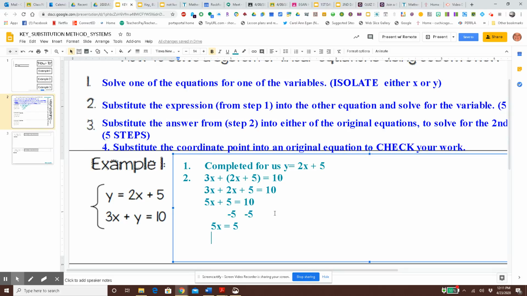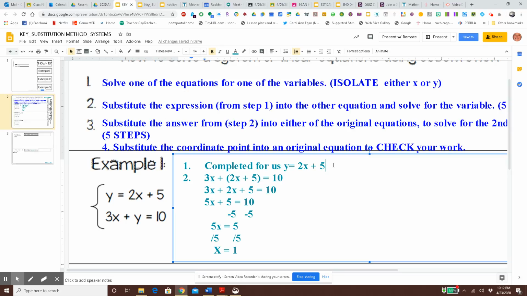I'm going to divide both sides by 5 to get rid of the coefficient in front of the x. Remember, I want to know what the value of 1x is. And 5 divided by 5 is 1, so this is 1x. I'm just going to write x equals, and 5 divided by 5 is 1. So I now know the value of x is 1.